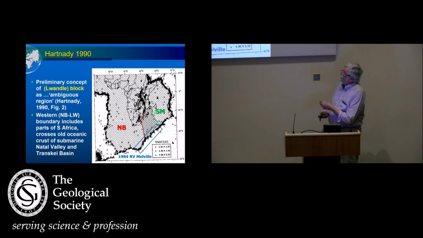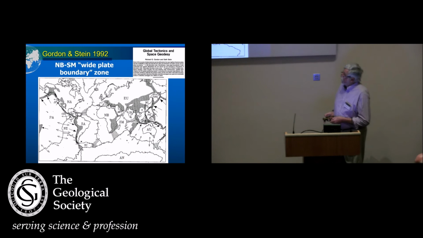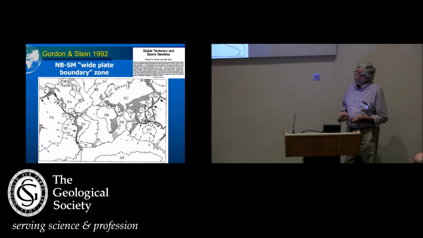In this paper, I indicated that there was what I called an ambiguous region somewhere between Nubia and Somalia along the Southwest Indian Ridge there. So this is the paper where space geodesy became involved. About the time that this was published, I was on my way to a conference on an entirely different matter in Death Valley, California.